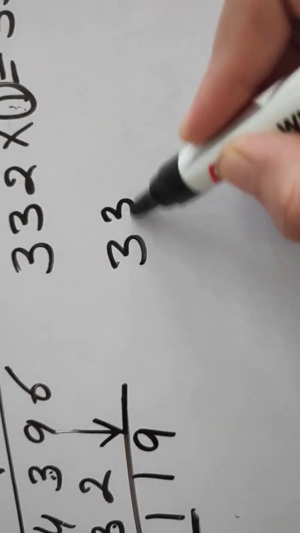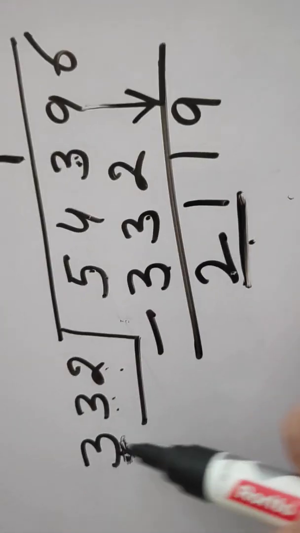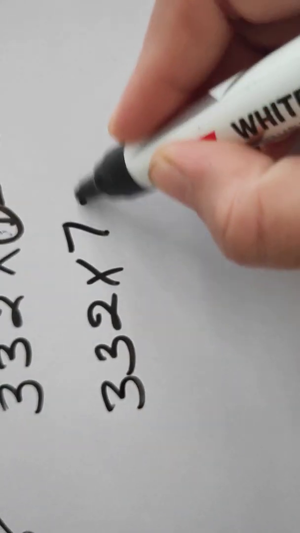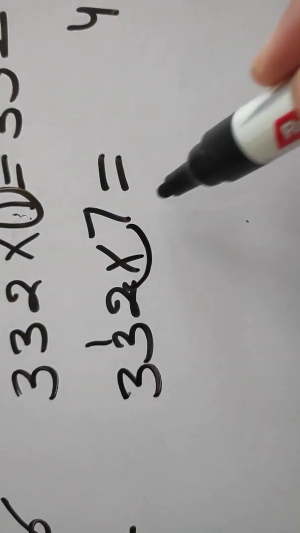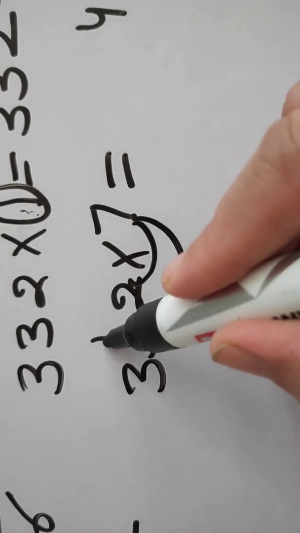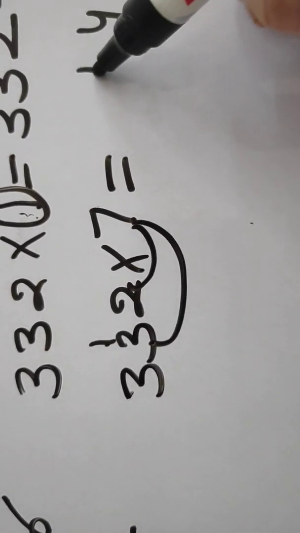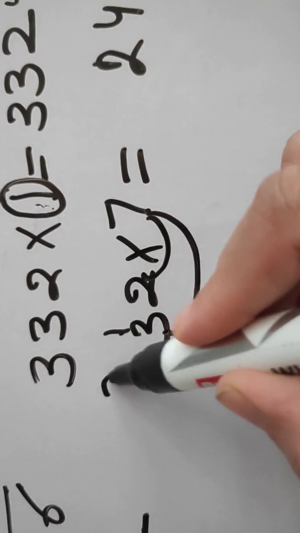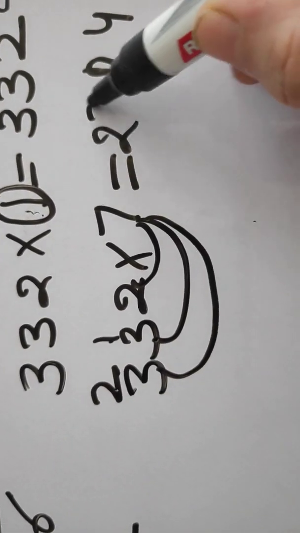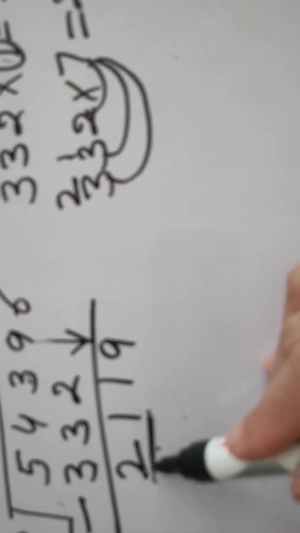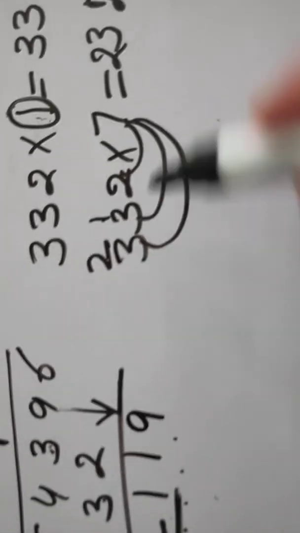So 332, we will check. 3 sevens are 21, so let us check with 7. 7 twos are 14, 1 goes as a carry. 7 threes are 21 and 1 is 22, 2 will be here, 2 goes as a carry. 7 threes are 21 and 2 is 23. It becomes 2324, but our number is 2119, so our table will not go on 7s.